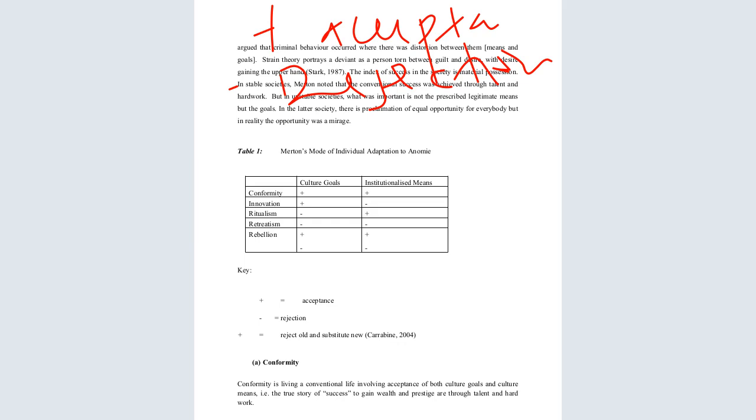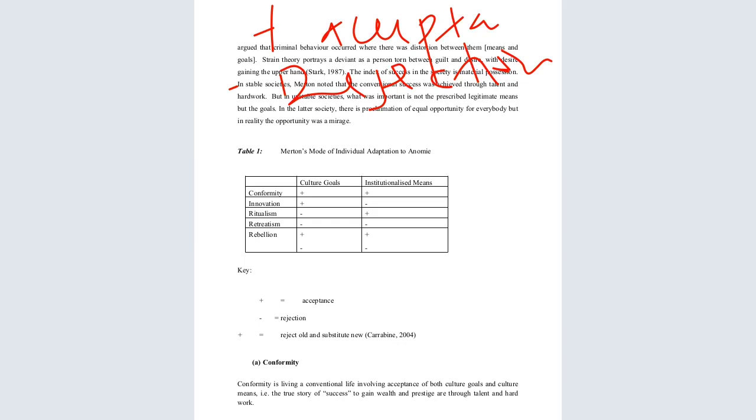So innovators will accept the goals and work towards the goals, but using an innovative way to come up successfully. And this innovation would include even accepting the use of crime as a way of obtaining the expected results. And then we have the ritualists.